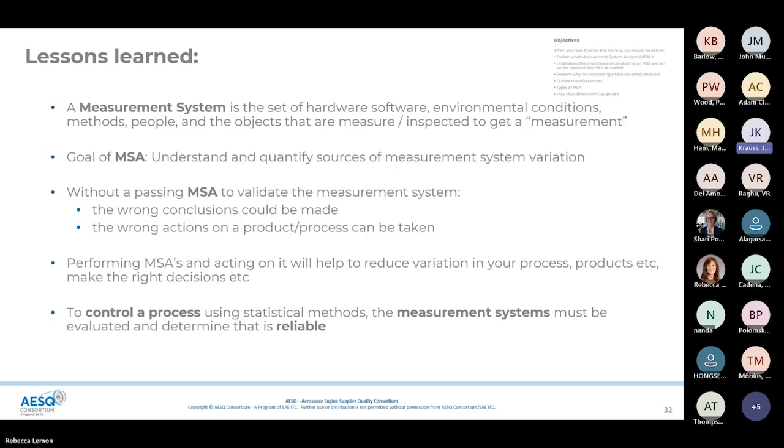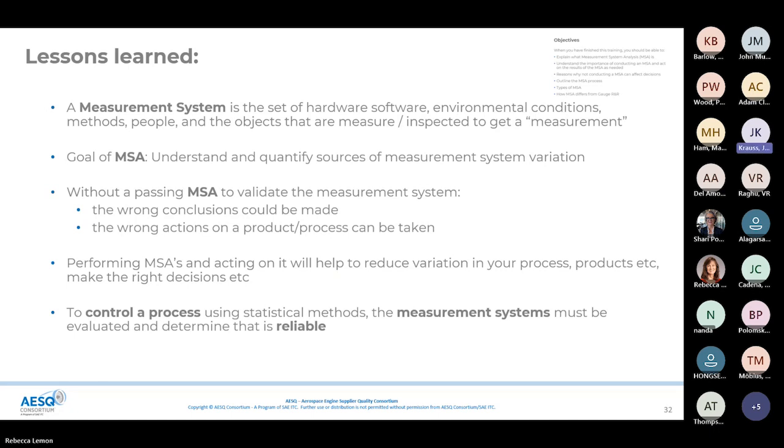All right, so just to recap from the course objectives here. So a measurement system is the set of hardware, software, environmental conditions, the work instructions used, the people, and the objects that are used to measure and inspect to get your final measurement. So a measurement system is not just the gauge, which is a very common misconception. The goal of an MSA is to understand and quantify the sources of measurement system variation and help define where that may be coming from.